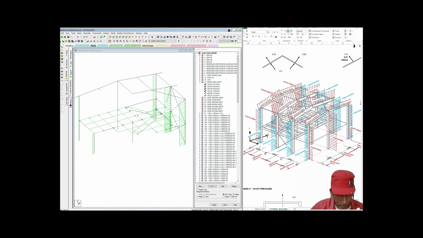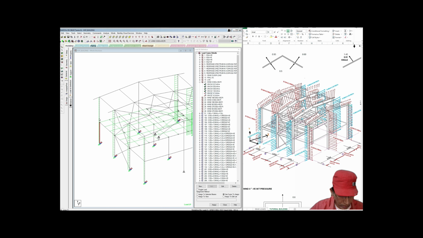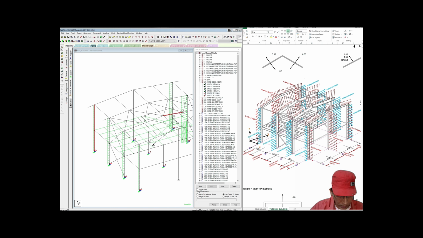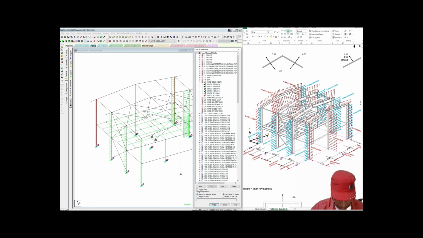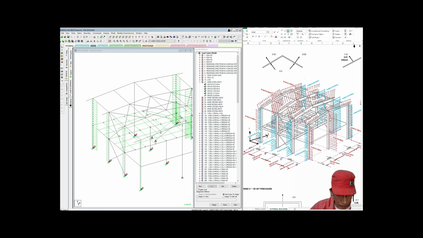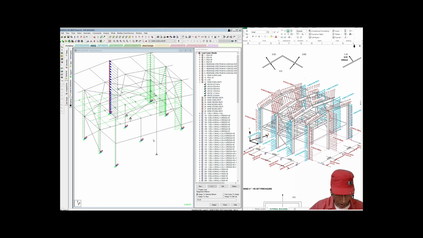So we have this load on these columns, assign, and 4.2 on this column. This is for all C. Assign, yes. Then let us go to wall D.